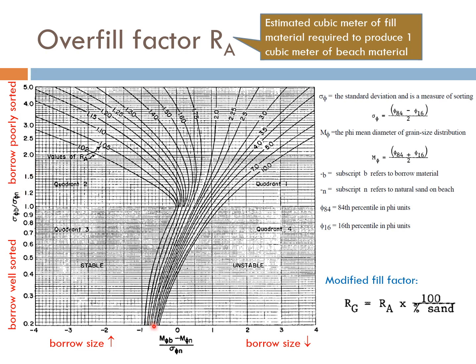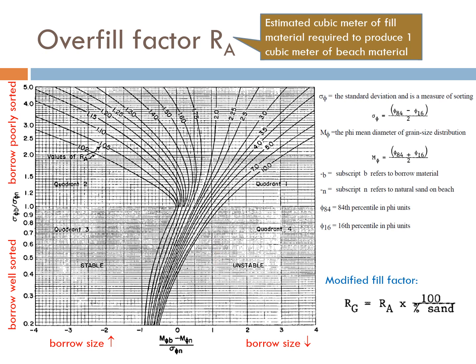So as a result of these two, we are able to locate the RA value, the overfill factor value, from the figure here. All right. So for example, if we get an overfill factor RA of close to 1, for example here 1.05, relatively stable, it means that we only need 1.05 meter cube of borrow to produce 1 meter cube of fill. However, if we move on to this side, you notice that, for example, over here we might need up to 10 meter cube of borrow in order to produce just 1 meter cube of fill, because the material is relatively unstable.